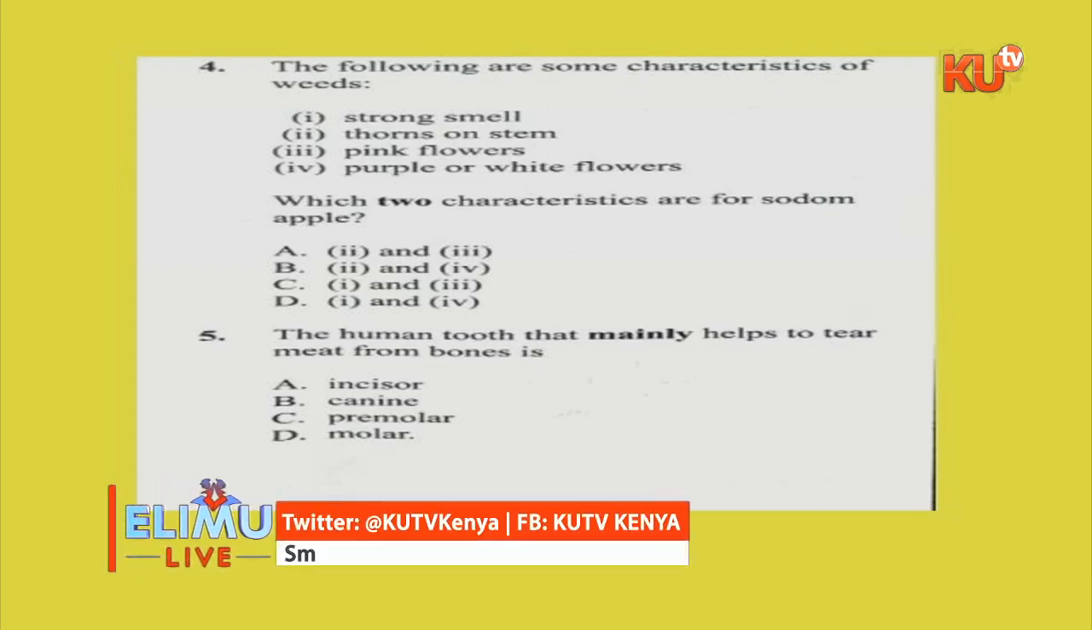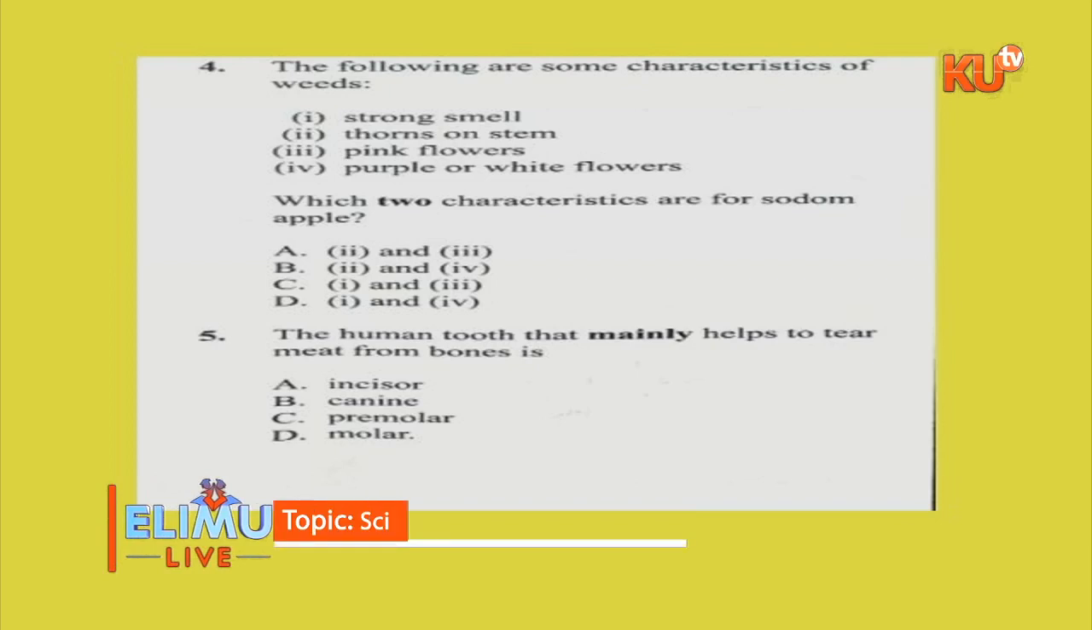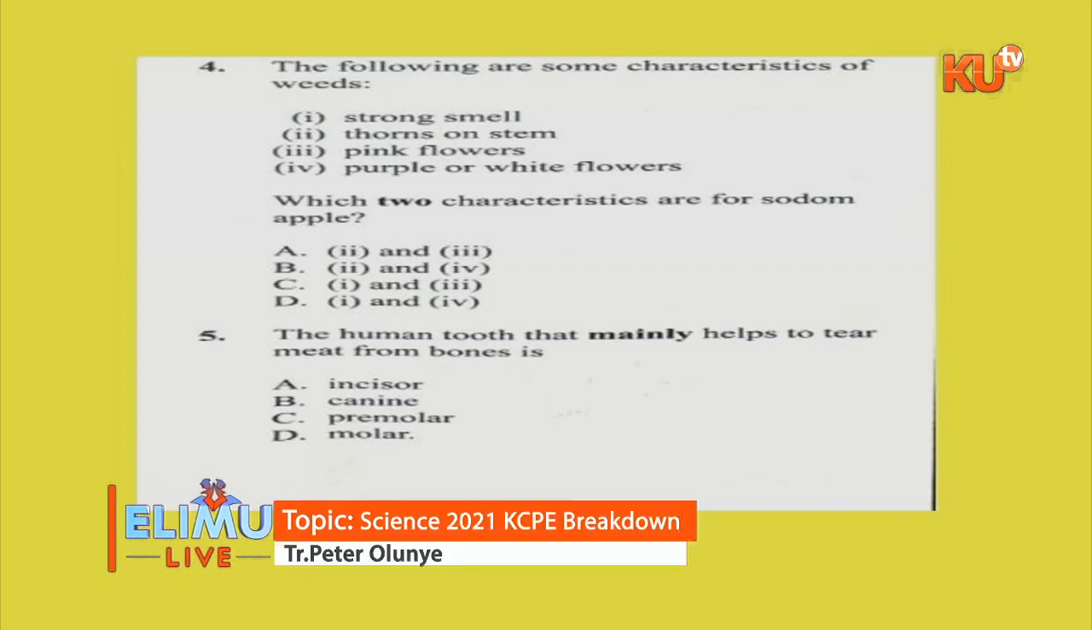So we are going to remove Roman 3 in the two remaining choices, A and B. And definitely our correct answer is going to be choice B. Which answer is that? Thorns on the stem and purple or white flowers.